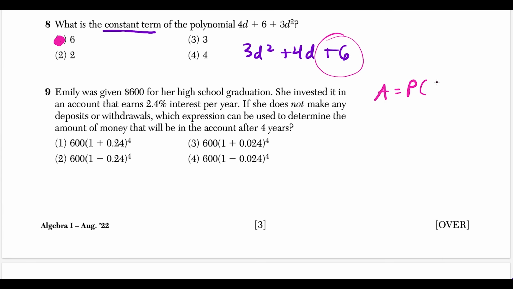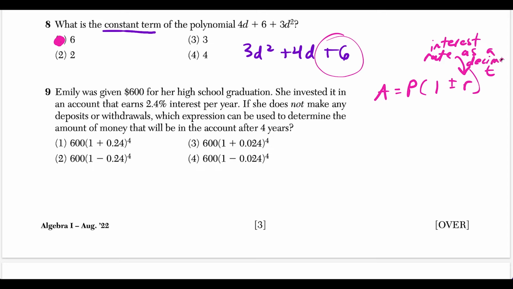Question 9, just know you have to have this formula down. A equals P times 1 plus or minus r to the t power, where r represents the interest rate. And one thing to point out here is the interest rate as a decimal. It has to be in decimal form. Let me just make that a little bit neater.